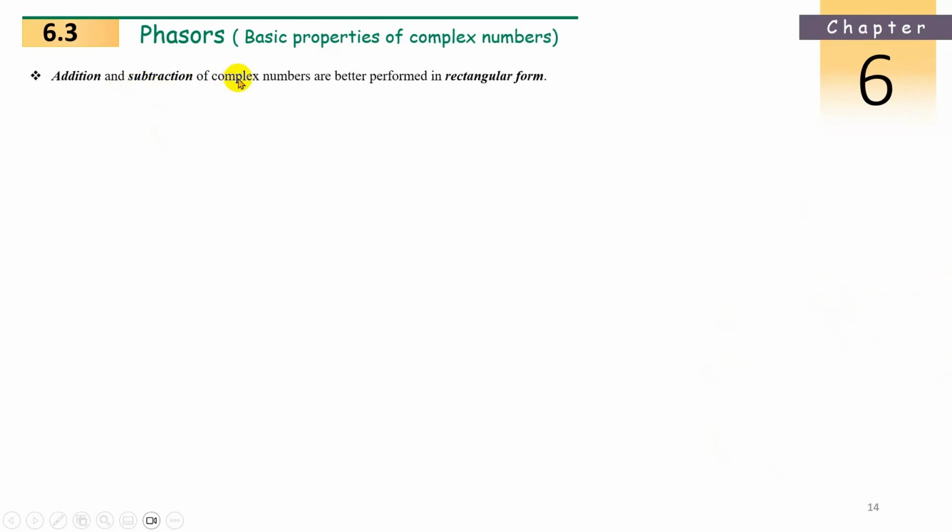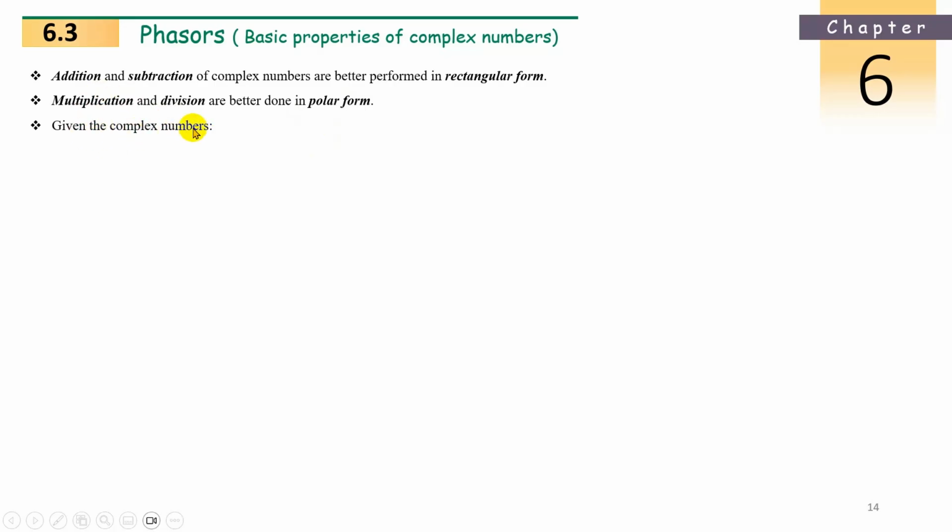Addition and subtraction of complex numbers are better performed in rectangular form. We have three formats, right? Rectangular form, polar form, and exponential form. If a complex number is given in any of these three formats and you are asked for addition or subtraction, it is better to convert it into rectangular form, x plus jy. In this form it is easy to add and easy to subtract. For the remaining operations, use polar form. Multiplication and division can be better done in polar form.